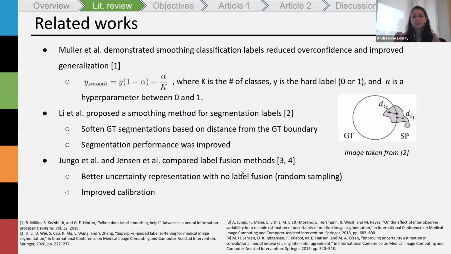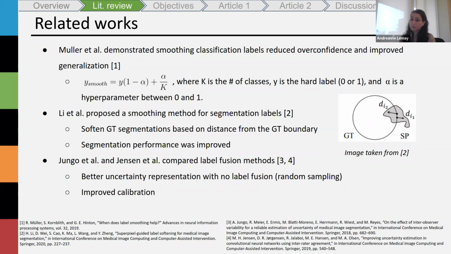So now I'll talk about some of the related works of other authors to tackle some of these issues. Mueller et al. demonstrated that smoothing the classification labels, so instead of using classification labels with only 0 and 1, they tried to smooth, so use values between 0 and 1 to represent their ground truth. And they realized it could reduce the overconfidence of the model and improve the generalization.